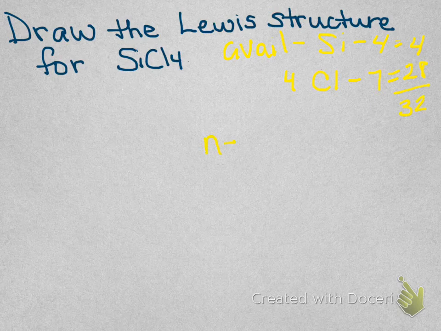How many do we need if every atom was to have a full valence? Silicon would want 8. Chlorine, all 4 chlorines would want 8. So that's 8 plus 4 times 8, which is 32. So we would need 40 electrons. So we have 32 available. We need 40. So remember, we take 40 minus 32. That gives us our bonding electrons. And then if we divide that by 2, it tells us we have 4 bonds.